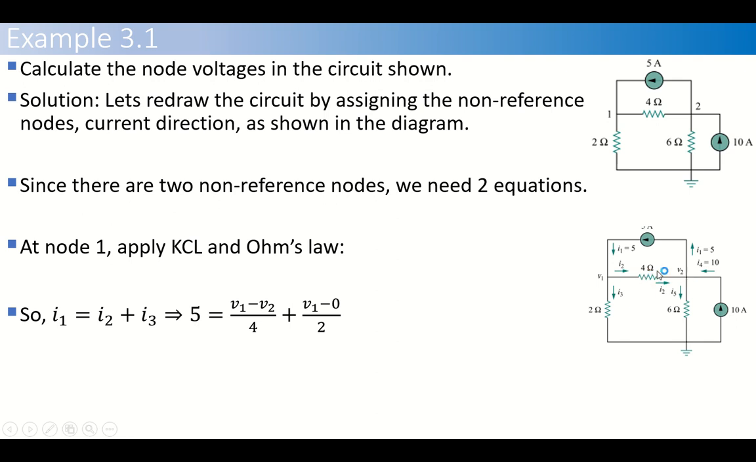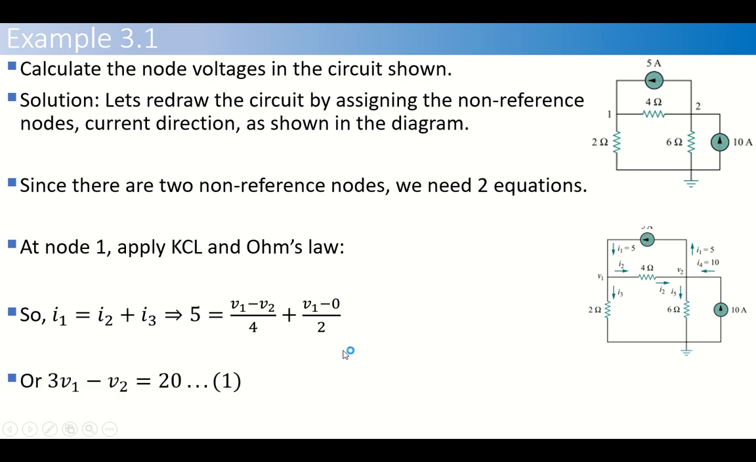So according to Ohm's law, current will be (V1 minus V2) divided by 4. And here, the 2 ohm resistance, current in this 2 ohm resistance is I3. This 2 ohm resistance is connected in between V1 and ground. Since the voltage of the ground is 0, current in this 2 ohm resistance will be, according to Ohm's law, V1 minus 0, that is higher potential minus lower potential, divided by resistance. So (V1 minus 0) divided by 2.